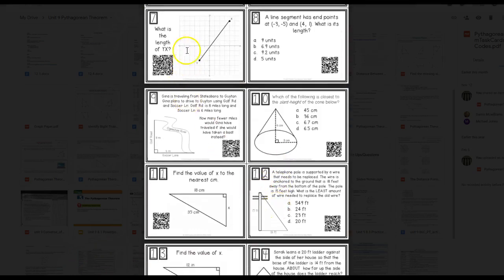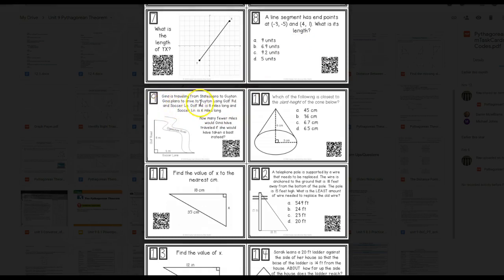Okay, number seven, same thing. What is the length of YX? Draw your triangle, count the squares. This one here, number 8, a line segment has endpoints -3, -5, and 4 and 1. This is your X, this is your Y. This is your X, this is your Y. You need to get some graph paper and draw your coordinate grid like this and plot the points. Then you can connect the lines and draw your triangle and do the Pythagorean theorem.